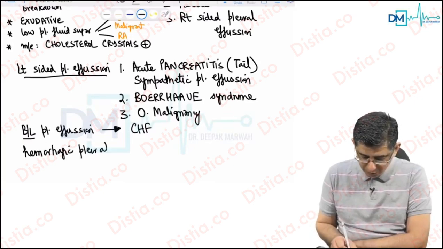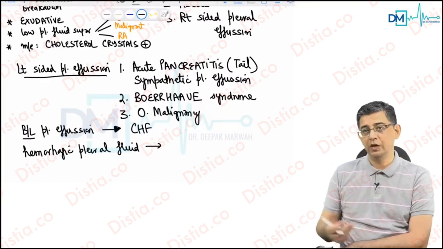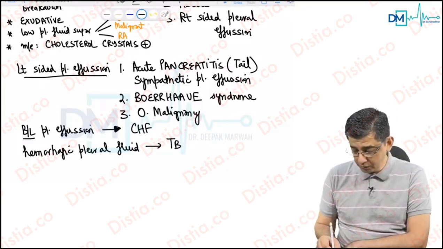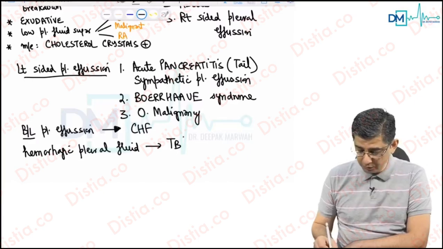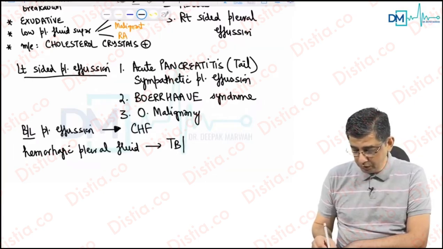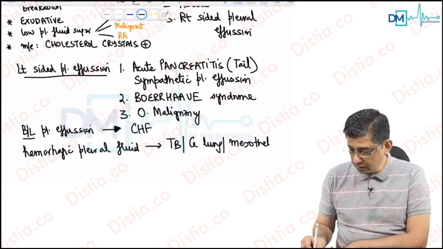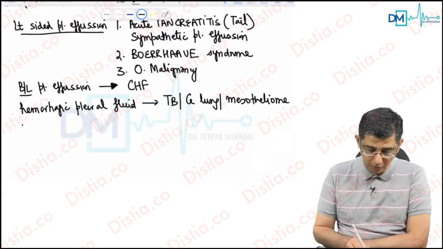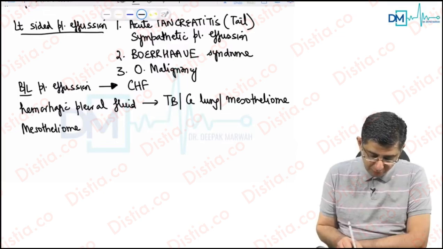Hemorrhagic pleural effusion will be having a hematocrit value of about 0.5 times that of the blood. Hemorrhagic pleural effusion can be seen with tuberculosis. Obviously, I'm not writing trauma because that is very obvious, but hemorrhagic pleural effusion can be seen with TB. It can be seen with lung cancer and even with mesothelioma. In fact, the surprising thing is that mesothelioma, which is associated with asbestosis, can not only be having a pleural plaque calcification but can be having a hemorrhagic pleural effusion.